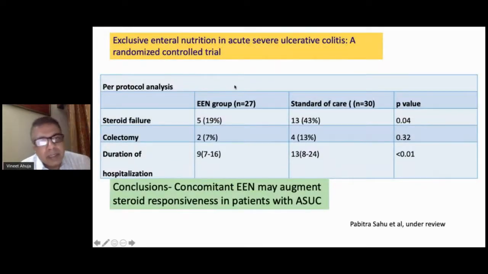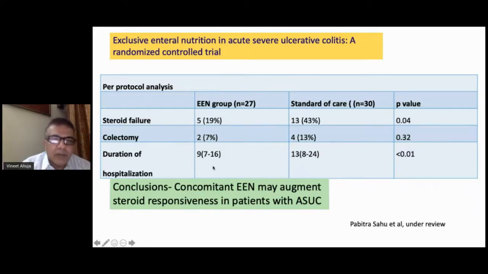What about clinical endpoints? Here I'm showing you per protocol analysis, because in intention to treat analysis, we just reached significant values. So it was seen that steroid failure was much less in patients in the exclusive enteral nutrition group, only 19%. There was a delta of 24% between both the arms, and that is a big gap for patients with acute severe ulcerative colitis. 24% of patients, just with one intervention, are avoiding steroid failure.